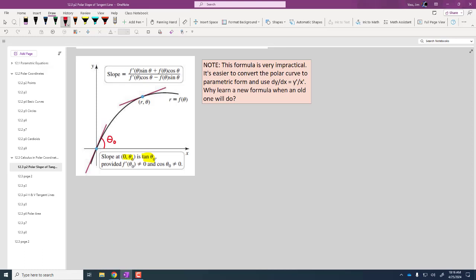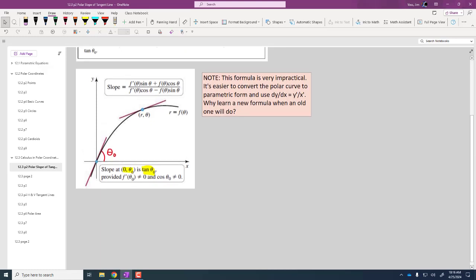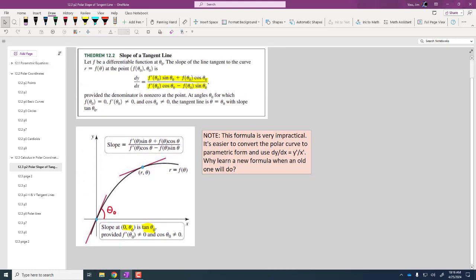And the slope of the tangent line, if the curve goes through the origin, is just tangent of that angle. Okay. Why? Well, if you look up here, they have defined, they love to introduce new letters, so there's r equals f of theta. So if you wanted to write this formula a little neater, here is how I would recommend writing it.